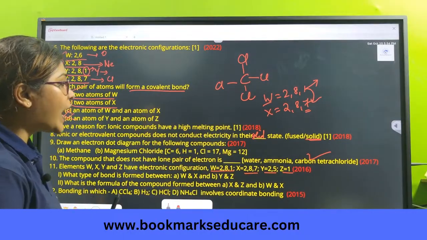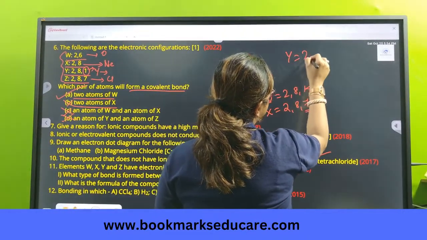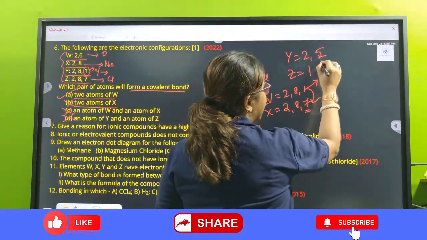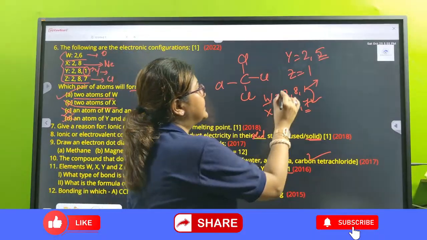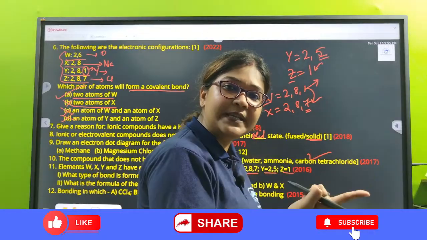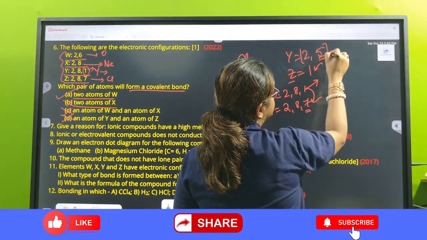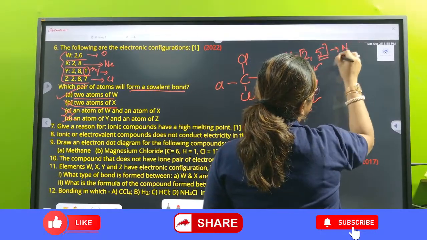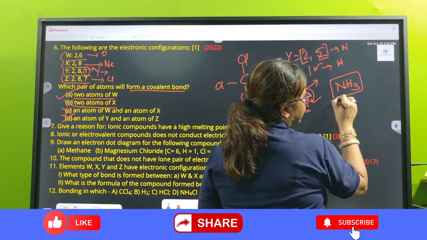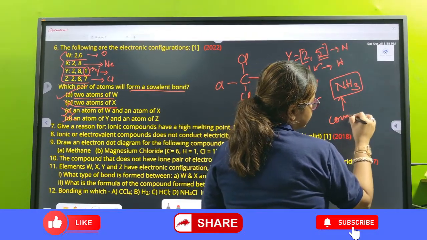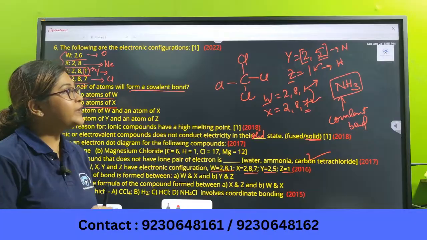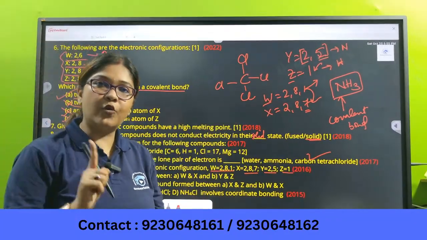The next is Y and Z. Y is 2, 5 and Z is 1. So this has a 3 electron shortfall, and this can take up one electron to reach the duplet state of helium, if you can remember the electronic configuration. Therefore it forms a covalent bond. So the bond present between Y and Z is a covalent bond.